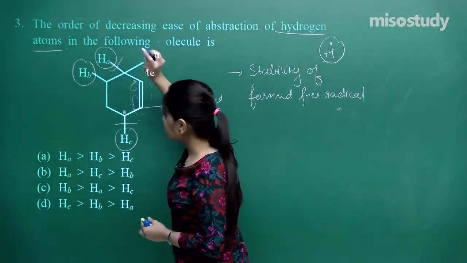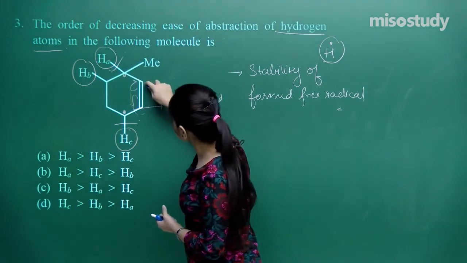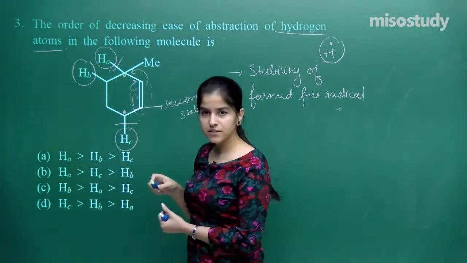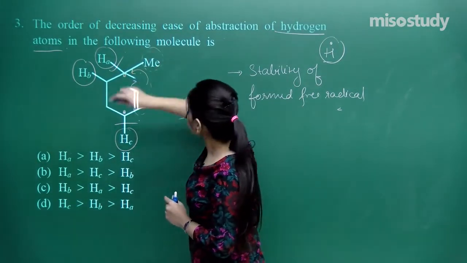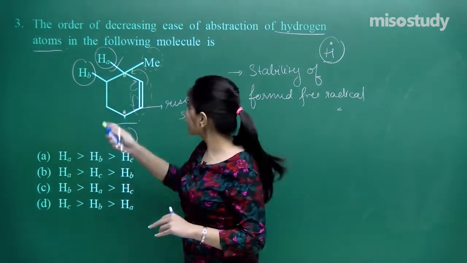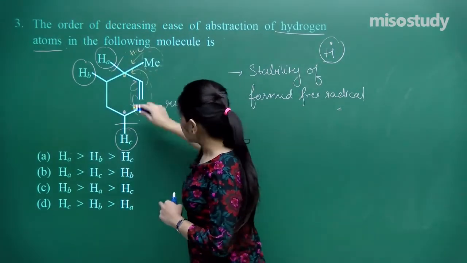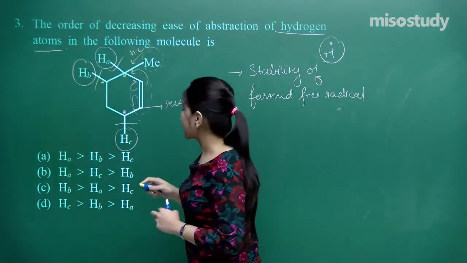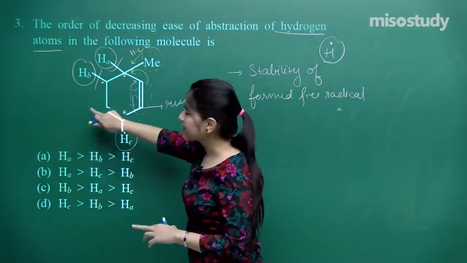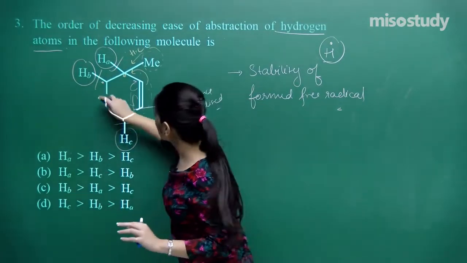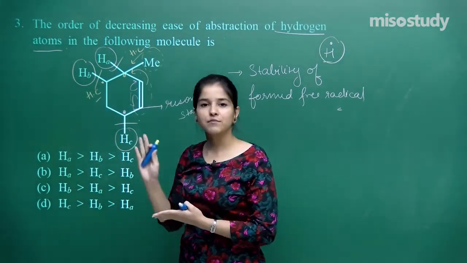If I abstract this very hydrogen, again I get a free radical here. It is firstly resonance stabilized, and secondly, if you see a methyl over here, this methyl will be involved in hyperconjugation. If I abstract this free radical, there is no such resonance stabilization involved, but only hyperconjugation. So that means here comes the stability.